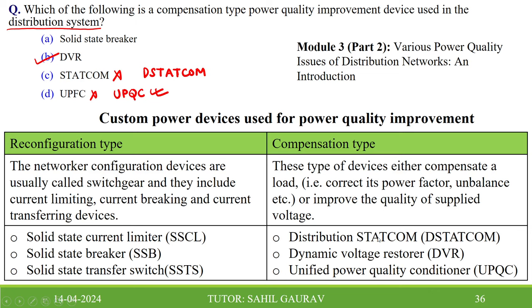This DSTATCOM is used in parallel, while the DVR is used in series as a series static compensator. And this series and parallel combination together makes the unified power quality conditioner.